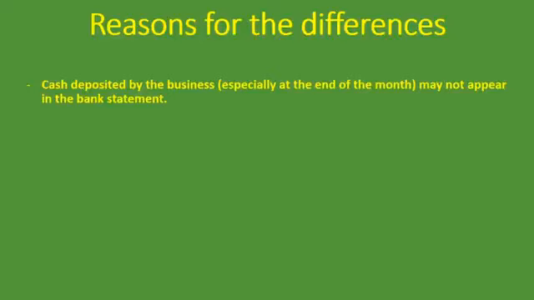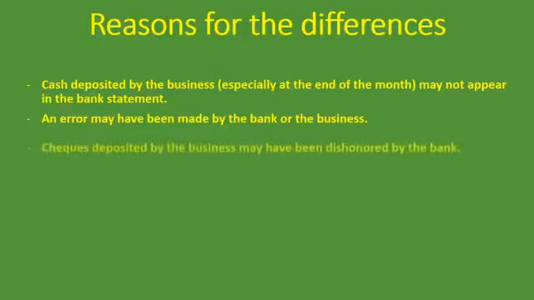When you deposit that money, you'd have recorded it in your books, but it may not appear in the bank statement because you may have deposited it late. So that's one of the reasons for the differences. An error may have been made by the bank or the business. So whenever an error is made, obviously that is why you would have different amounts on both accounts.